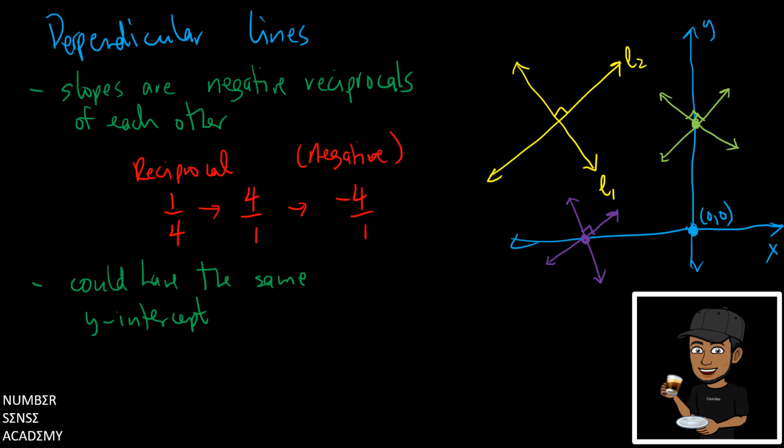Unless they sit in the origin, they could meet in the origin, which is also very possible, that they crisscross in the origin. In which case, then they share the same y-intercept, they share the same x-intercept, they have negative reciprocal slopes. Okay, so those are mainly the two things that we will take away from this part.